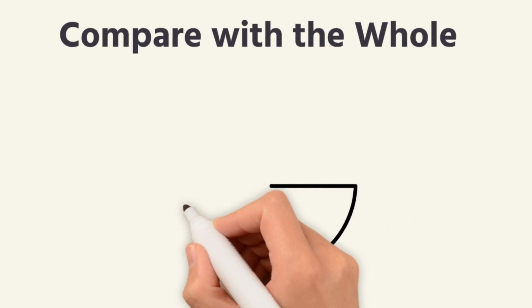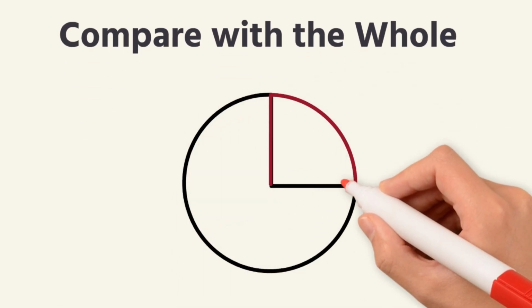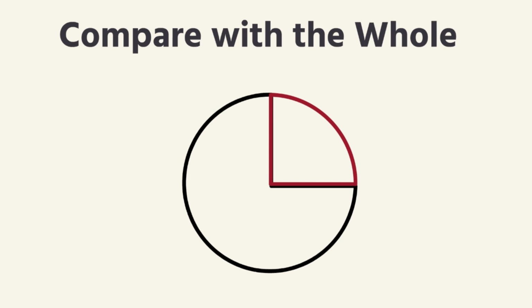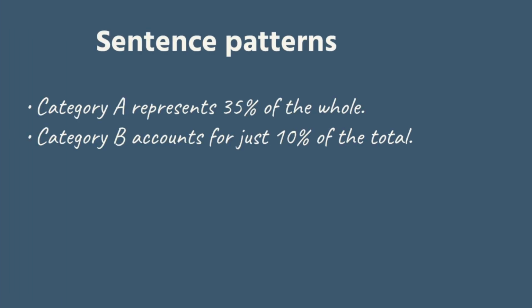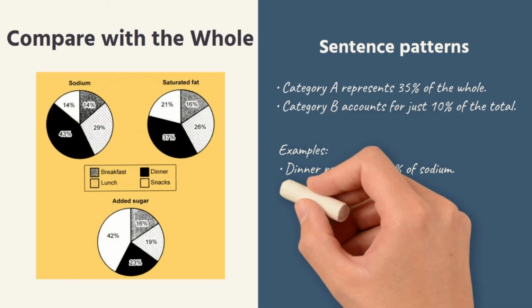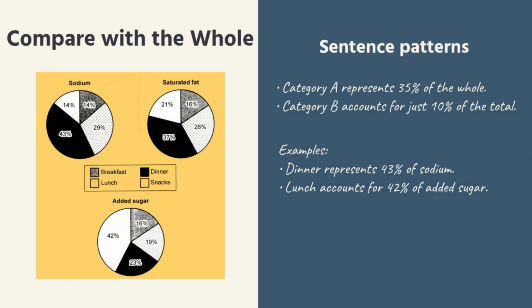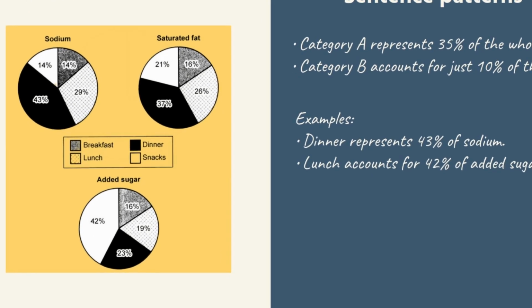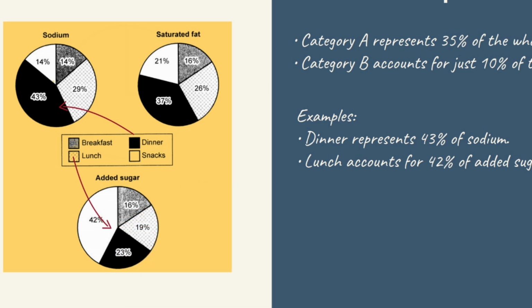First, compare with the whole. Illustrate the percentage distribution of categories within a total, which means 100%, is the most basic method. Here are some sentence patterns you might need. For example, we can say dinner represents 43% of sodium and lunch accounts for 42% of added sugar. However, while this method is simple, it does not fully showcase your lexical range.